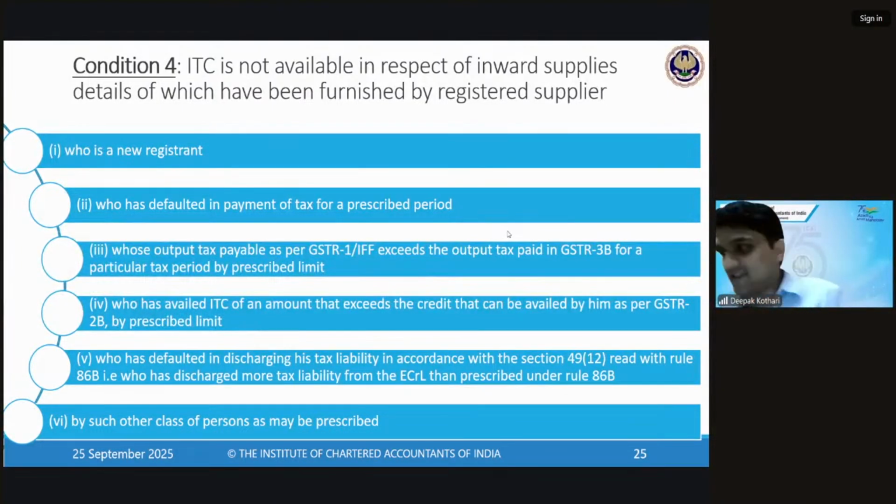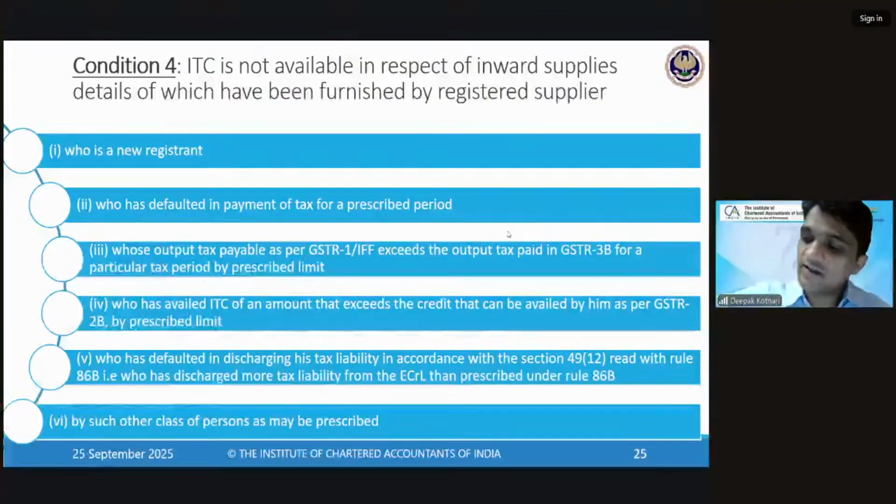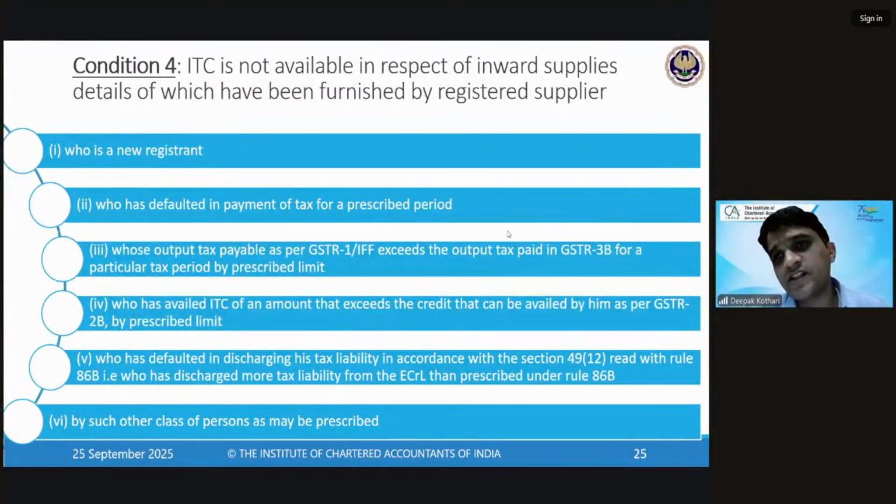It's the default of the supplier. You're right, how can the default of the supplier affect the receiver? You're very true in your question. But what to do? Government has made such laws that even if the supplier has defaulted, the receiver cannot claim the credit. But worry not, if the supplier comes back, say after 6 months, he'll become an old registrant, and then you can claim it. It will move automatically from the ineligible category to the ITC available category.